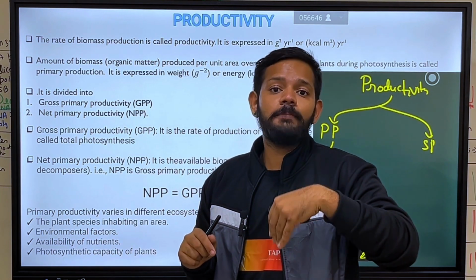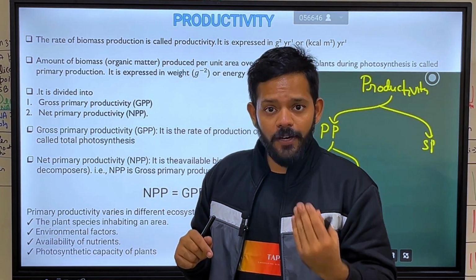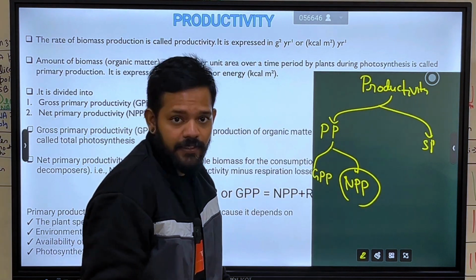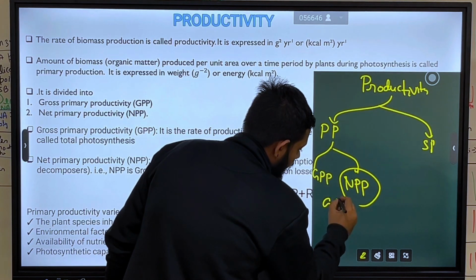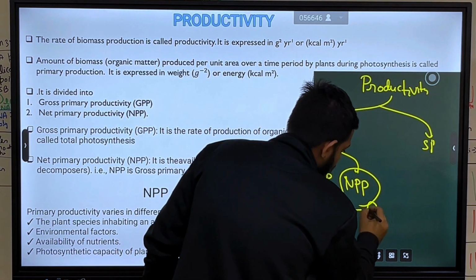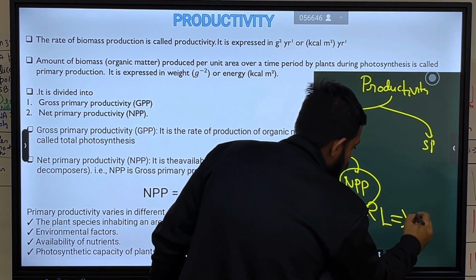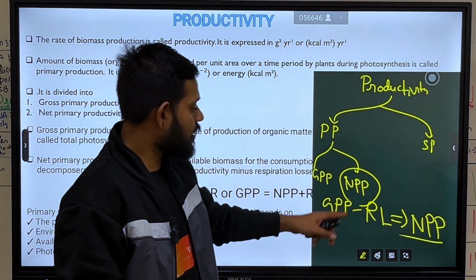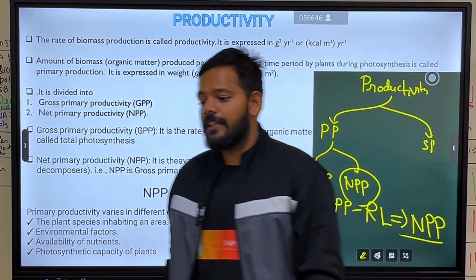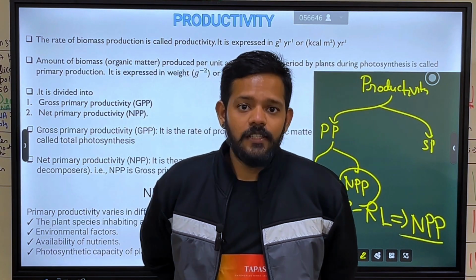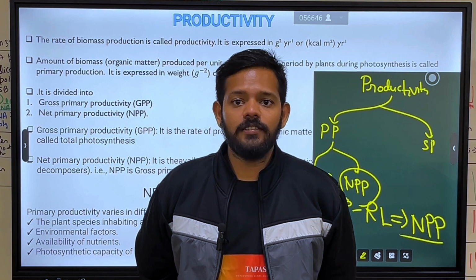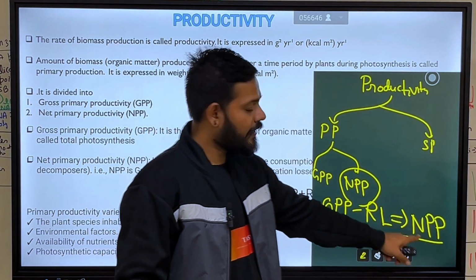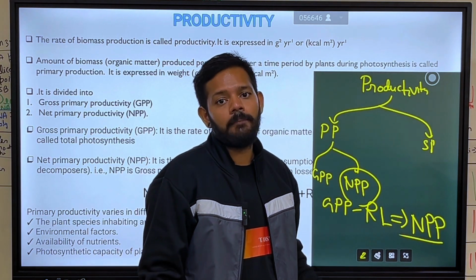Now you subtract respiratory loss from gross primary productivity, then you get net primary productivity. Or we can say that gross primary productivity minus respiratory loss equals net primary productivity. So this net primary productivity is the productivity which you eat: fruits, vegetables, grass, the cow grazes the grass. All these things are your net primary productivity which is produced by a plant.